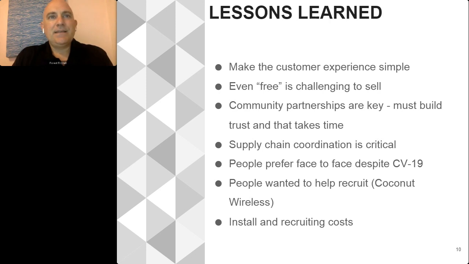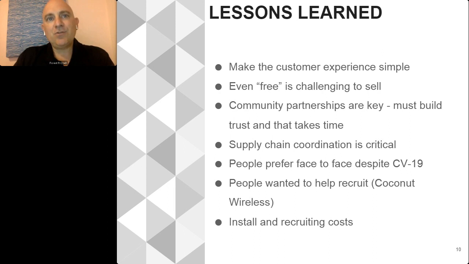The biggest thing is even free is challenging to sell. And I think it's a sign of the times. There's just so much misinformation out in the world right now, and people just don't trust that an offer like this can be free. They're expecting a gotcha at the end. And that's why the community partnerships are really key. You have to build trust.